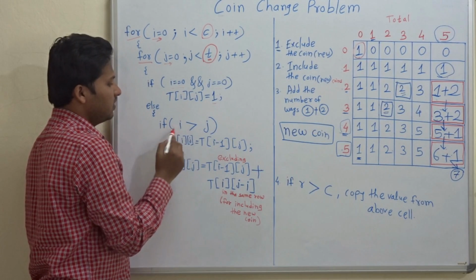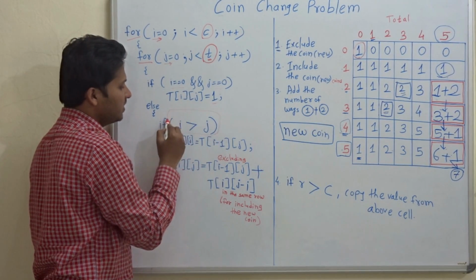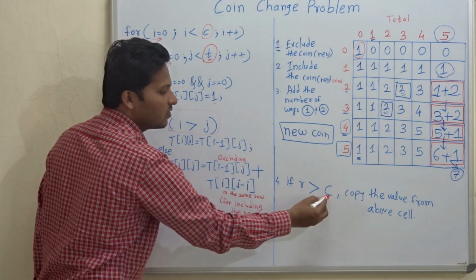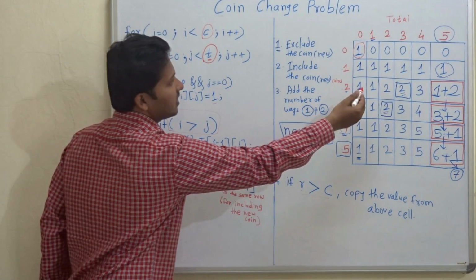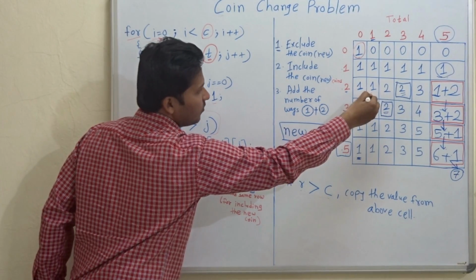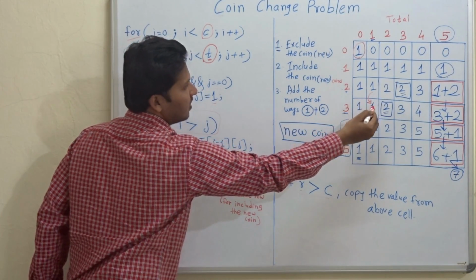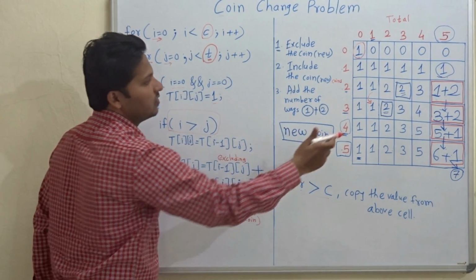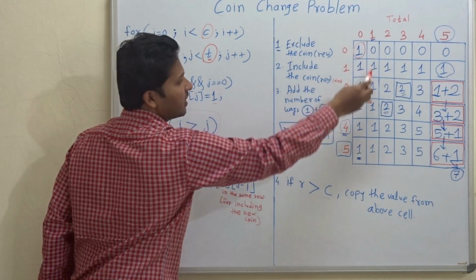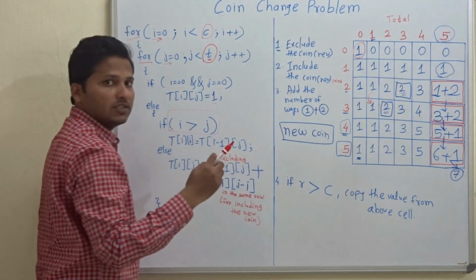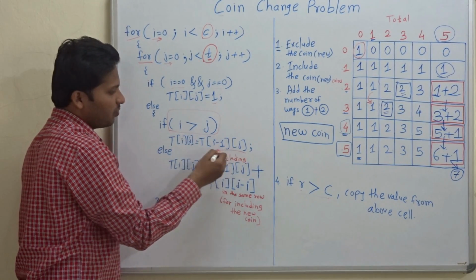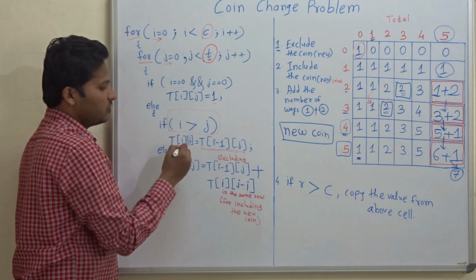Then in the else part, this is the condition if i is greater than j. So as I have told you, if the row value is greater than the column value, so for example here 3 is greater than 1, so we have to just copy the value from above cell. We should not add anything, we just copy the value from the above cell, because 3 doesn't have any effect on formation of 1, because 3 is greater than 1. So I have just copied the value from the above cell to the current cell.